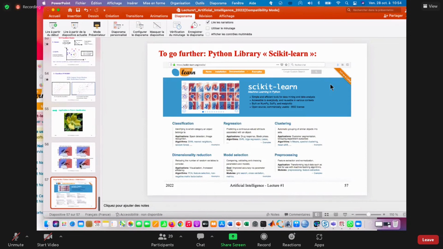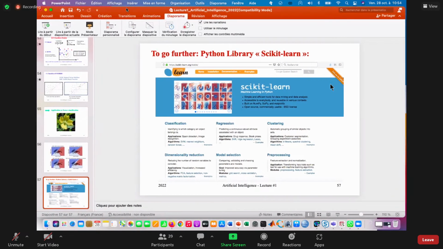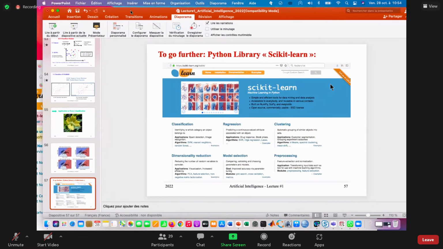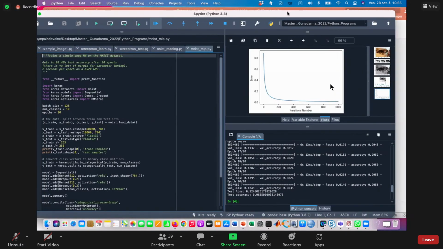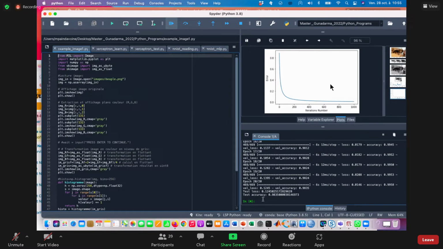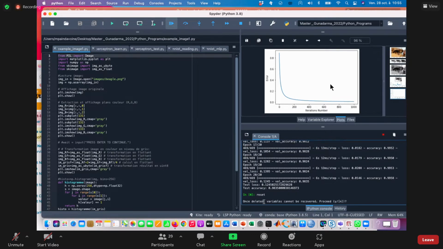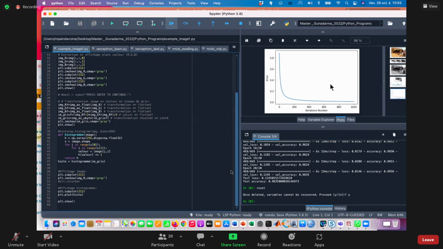Before continuing and going now to artificial neural networks, I would like to show you again some examples of the Python programs that I use. Here is what I can show you. That is the first example that I explained before, last time.